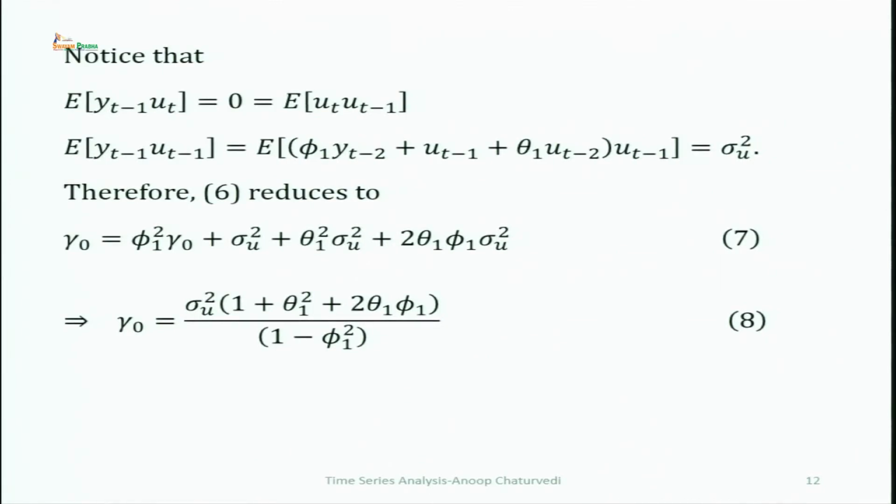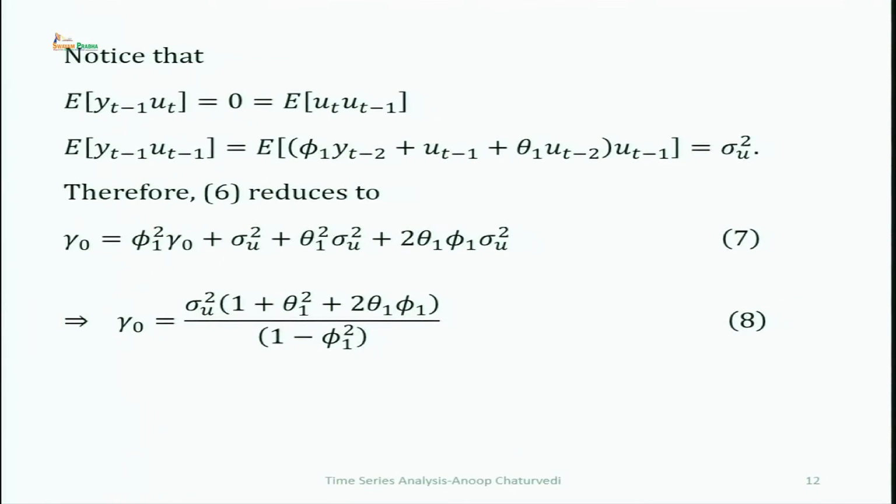Then you can write y t minus 1 equal to phi 1 y t minus 2 plus u t minus 1 plus theta 1 u t minus 2, into u t minus 1. Now, expectation of y t minus 2 into u t minus 1 is 0, expectation of u t minus 1 square is equal to sigma square u, and expectation of u t minus 2 u t minus 1 is 0. So, finally, you obtain expectation of y t minus 1 u t minus 1 equal to sigma square u.